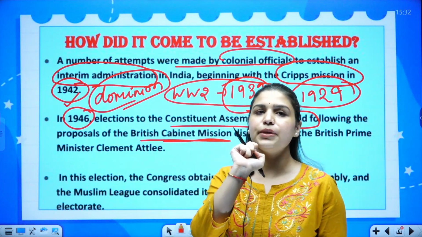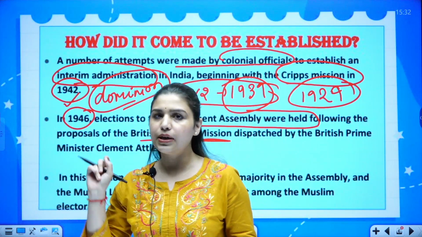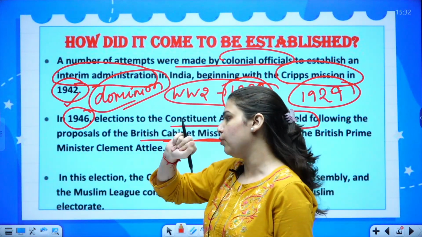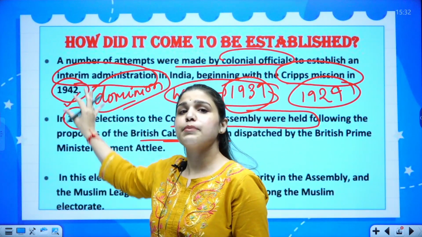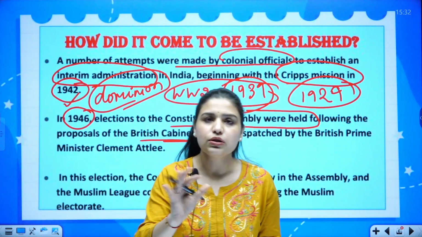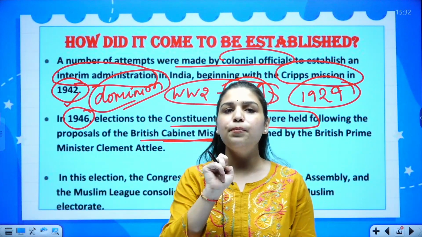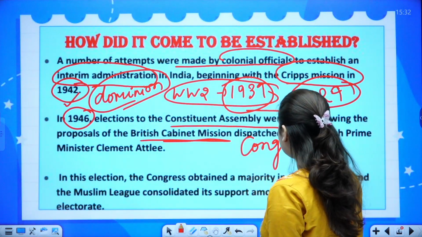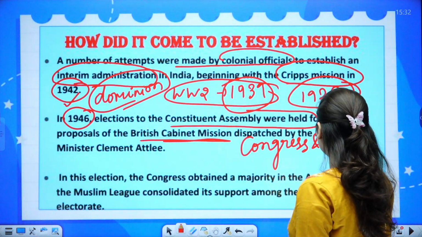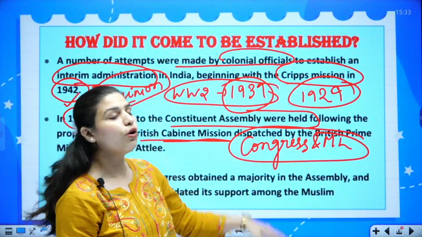And the most important proposal from this Cabinet Mission was the interim government. As I've said, between the Cripps Mission and this Cabinet Mission, lots of plans came, but they were rejected. But this Cabinet Mission was approved and accepted by the Congress as well as the Muslim League. So this is important to understand, that this mission was approved by both.